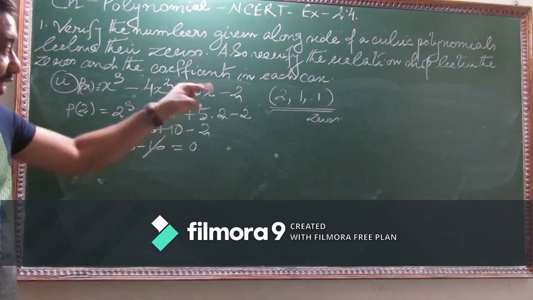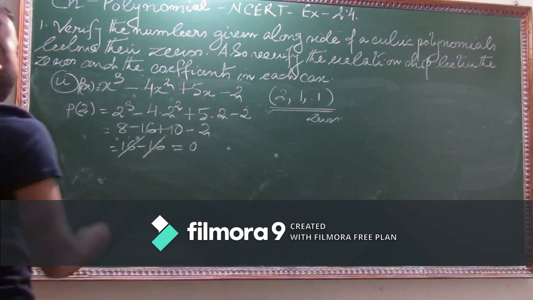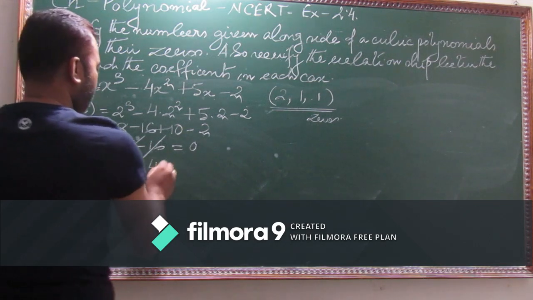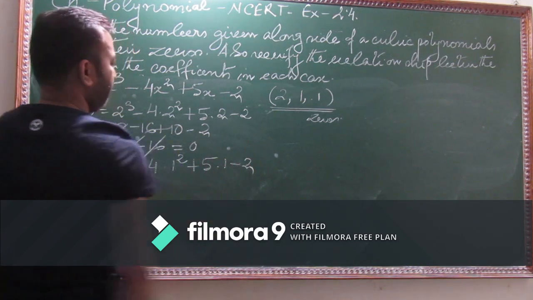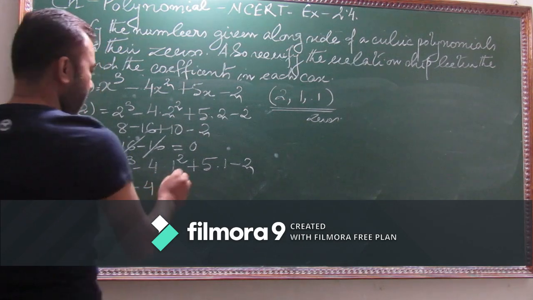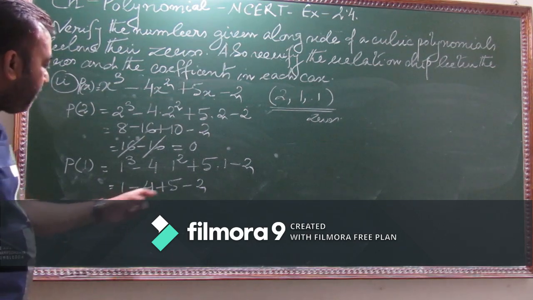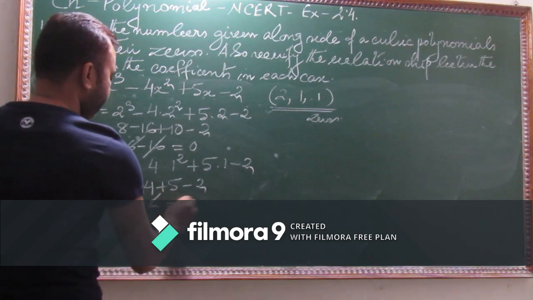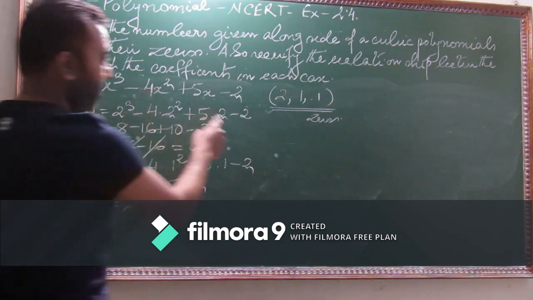Now I have to satisfy for 1 and 1. Since both are the same number, I will do it for only one zero. What is P(1)? P(1) is equal to 1 cube minus 4 into 1 square plus 5 into 1 minus 2. Now 1 cube is 1. This is minus 4. After that, plus 5 minus 2. So 1 plus 5 is 6, and this is minus 6. This cancels, this is 0. It is done. So it is already checked that these are the zeros.